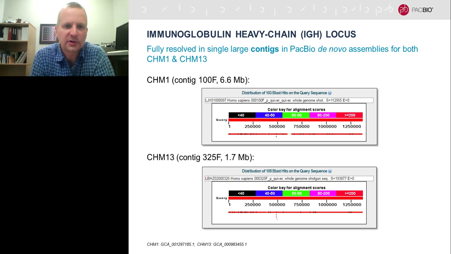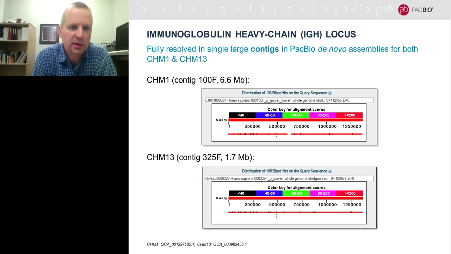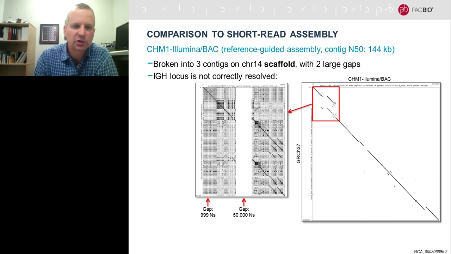And just as a comparison, in the current whole genome human PacBio de novo assemblies, these regions fall out as fully contiguous sequences, in the hydatidiform moles, CHM1 and CHM13, which are publicly available. The accessions are on the bottom. These IGH regions are fully contained in very large contigs.